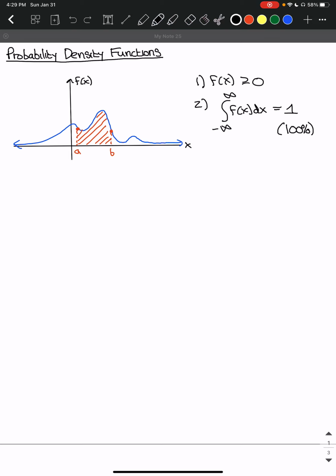And if you restrict this, then you can chop this function up into little pieces. So let's do it between a and b, for example. What this says is that the probability of measuring your x value between a and b, so you write it like this, x is between a and b, is simply equal to integrating the function between a and b.